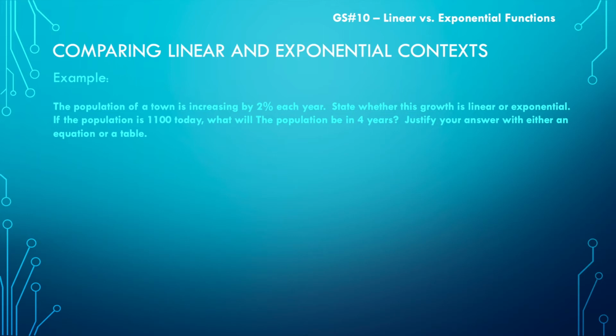Okay, so the very first thing we want to know is, is this linear or exponential? We know it's increasing, but that doesn't tell us anything. It could be either from that. The key element here is, how is it increasing? Is it increasing by a specific quantity or by a percentage? We can see that it's increasing by a percentage, which tells us we have an exponential situation going on.